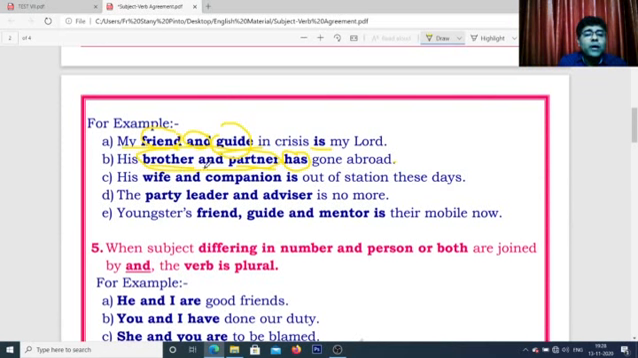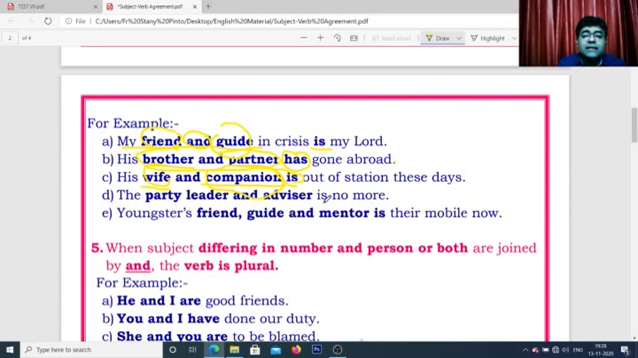Okay, his wife and companion is out of station these days. Interesting one. His wife and companion. Now here you see, remember, his wife itself is his companion. So wife and companion both mean the same. Therefore, it's only one person. That's why singular verb is used here.